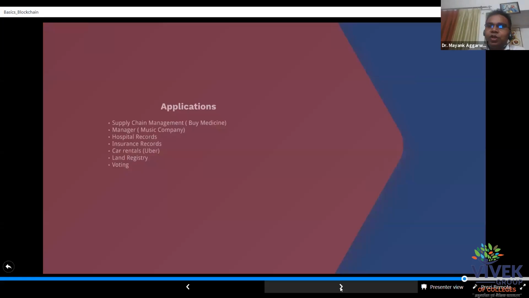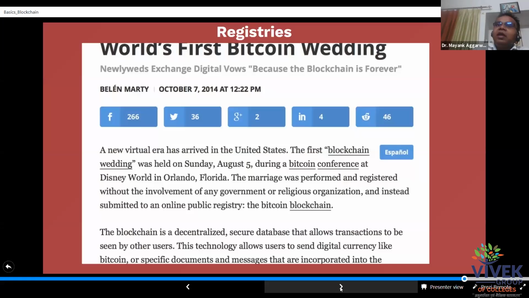Now, just to share with you an interesting episode, we can even do a marriage on a blockchain. We create an application and say that instead of going to the court, we will register our marriage on the blockchain. So this was the world's first Bitcoin wedding. It took place on August 5, 2014. Two persons came, they married each other and they recorded their marriage on a blockchain. So this is an example to tell you that blockchain can be used in any field.